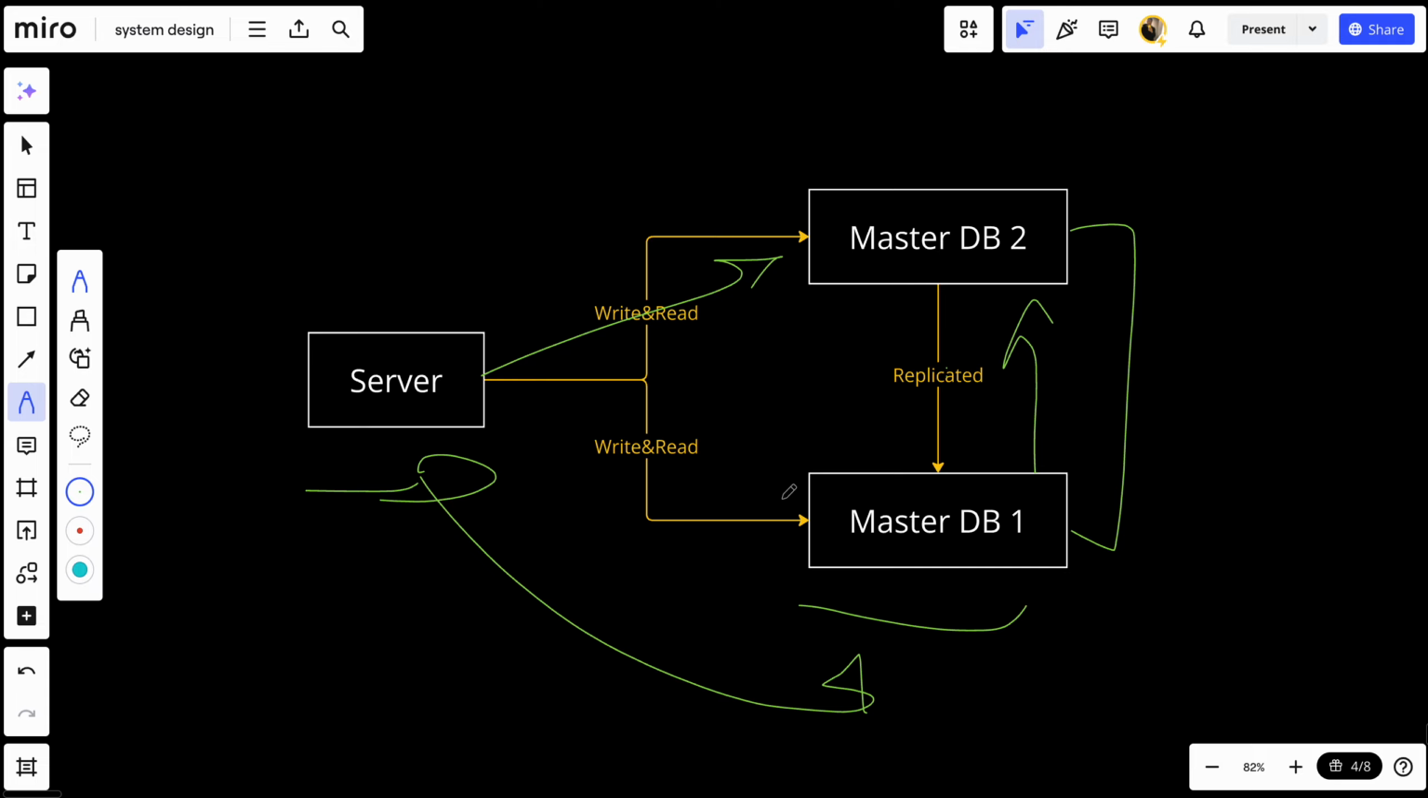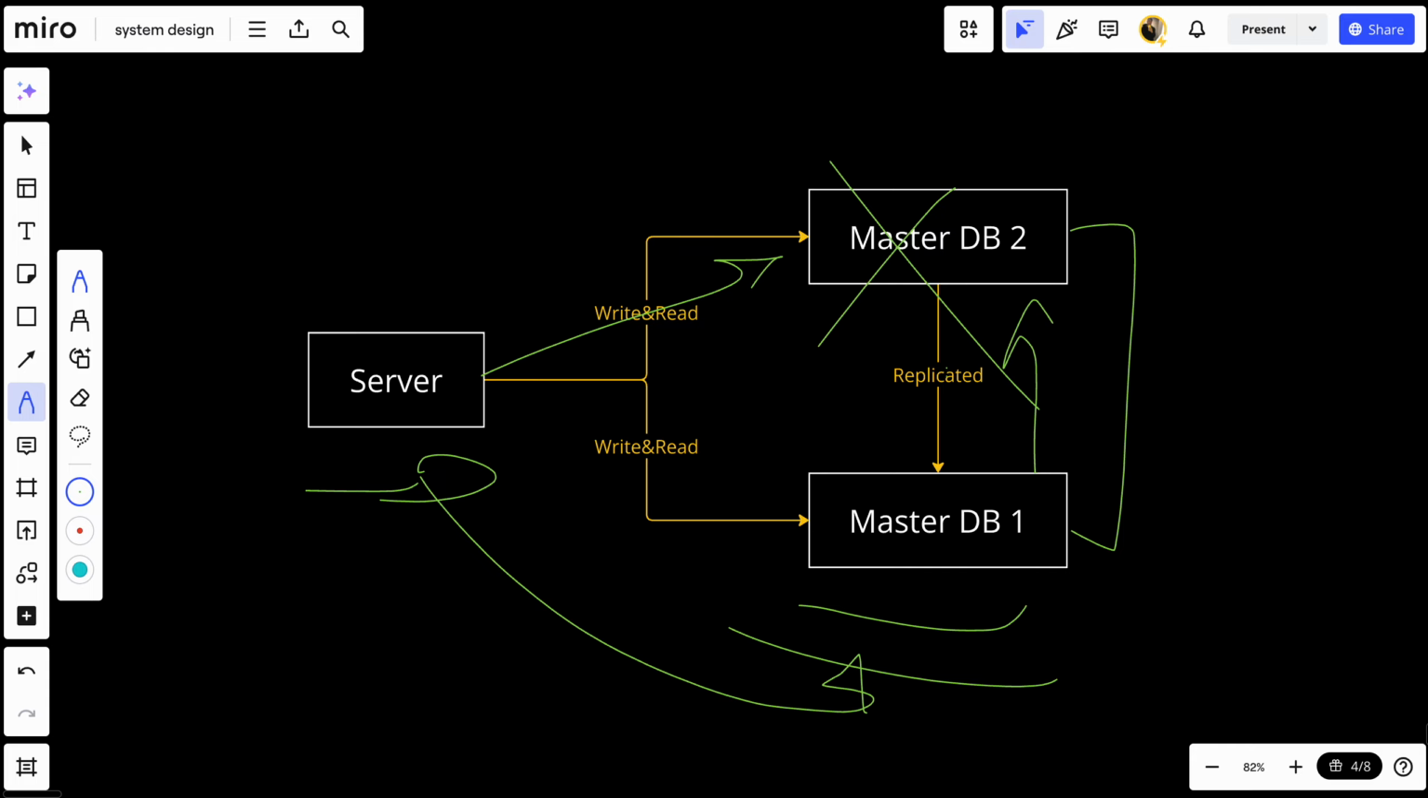Also, we need to talk about failover, because if one master fails, the other masters can continue to function, allowing uninterrupted service. This makes master-master replication more resilient to failure than master-slave replication.